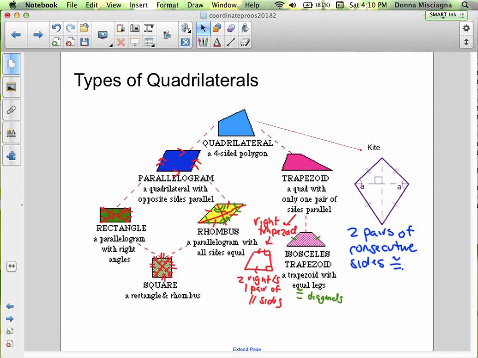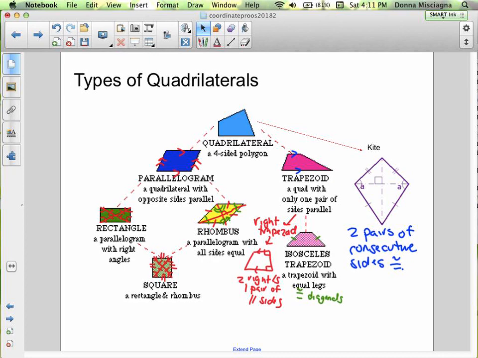Another group of quadrilaterals is the trapezoid. Now, the trapezoid only has one pair of opposite sides parallel. Right? And those are called bases. The bases are the ones that are parallel. Right? So it just has one pair. Now, there are two special types of trapezoid. So there's just regular, any quadrilateral that's got one pair of parallel sides is a trapezoid. The two sides that aren't the parallel sides are called legs. Right? The parallel sides are called bases. The other two are called legs.